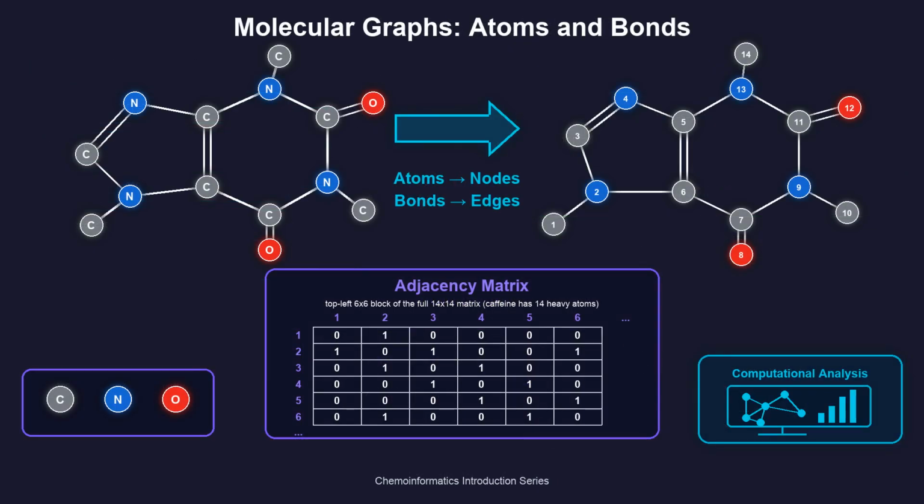At its core, a molecule is a graph. Atoms are nodes and bonds are edges. This graph theory perspective is what enables computational analysis of molecules. When we convert caffeine into a graph, each atom becomes a node with properties like element type and charge. Each bond becomes an edge with properties like bond order. We can represent this as an adjacency matrix, where rows and columns are atoms and entries indicate bonds. This mathematical representation allows us to apply powerful graph algorithms, finding rings, calculating paths, measuring similarity. Machine learning on molecules often works directly with these graph structures.